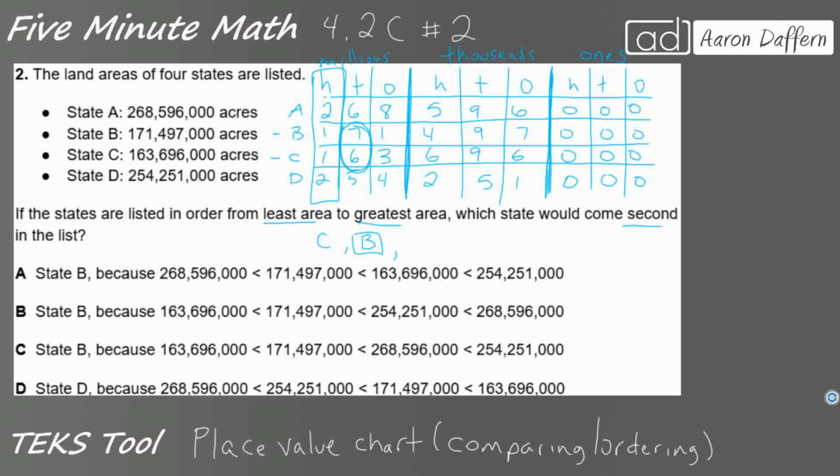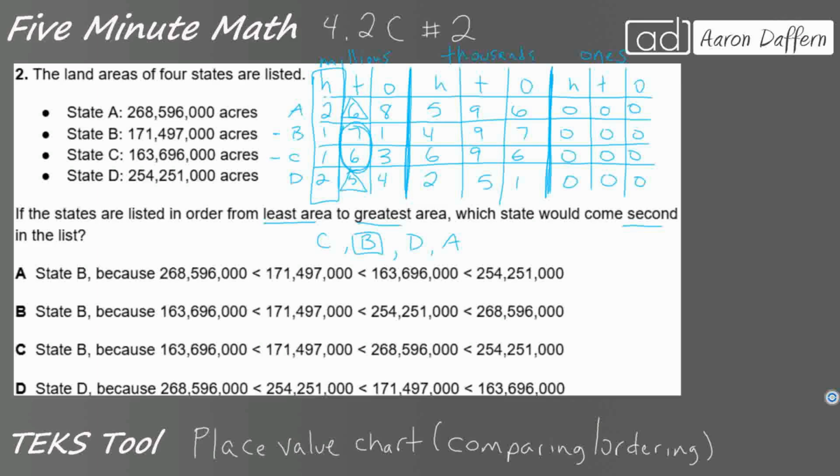And then just for funsies, we can take a look at where A and D would land. They both have 2, but take a look. I've got a 2, 6 and a 2, 5. Well, 250 million is going to be less. So this would be our full list right here: C, B, D, A.